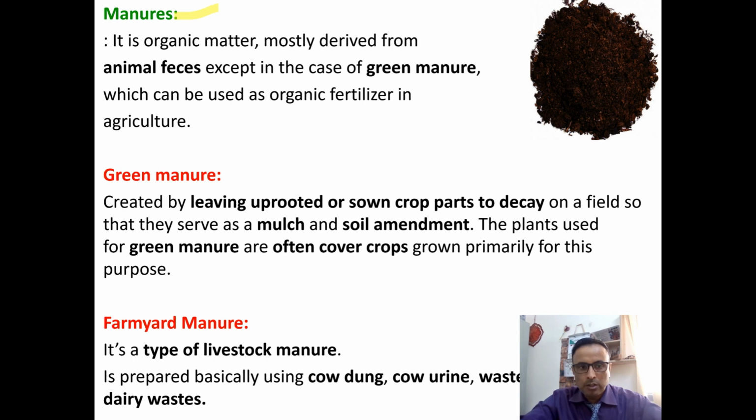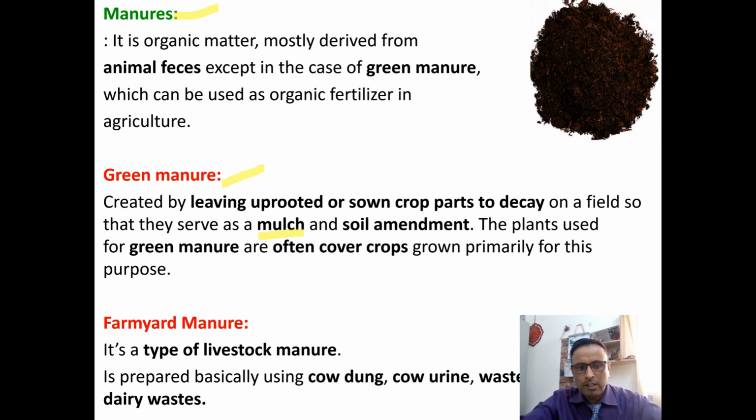The second kind of manure is called green manure. In this kind of manure, we generally uproot the plants, and these uprooted plants are kept in the field for a longer time so that they can decay and get mixed with the top layer of the soil. When they mix with the top layer of soil, they work as a mulching agent, right? So a mulch layer is made, and that mulch layer helps in slowly mixing the decayed leaf parts into the soil and working as a manure.